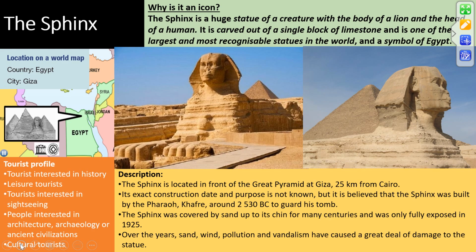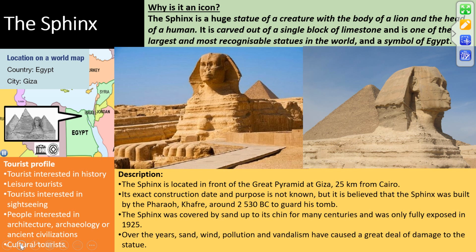Historians are not 100% sure when the Sphinx was built and why it was built, but suspect that it was built around 2,530 years before Christ by the pharaoh Khafre to guard his tomb. The Sphinx itself was covered up by sand for many, many centuries, and it was only in 1925 that the rest of the Sphinx, the statue, was exposed.